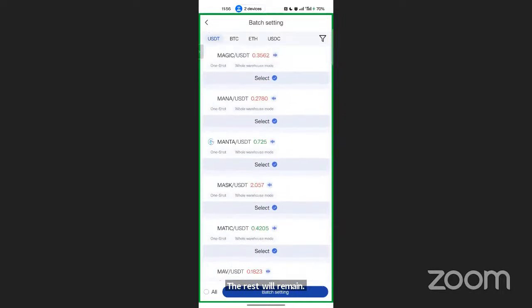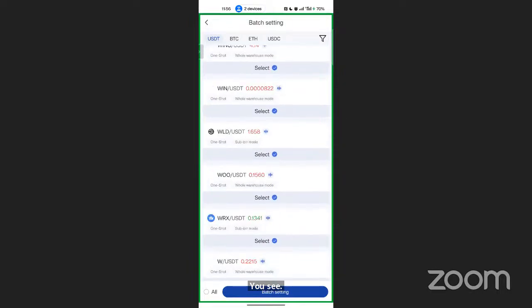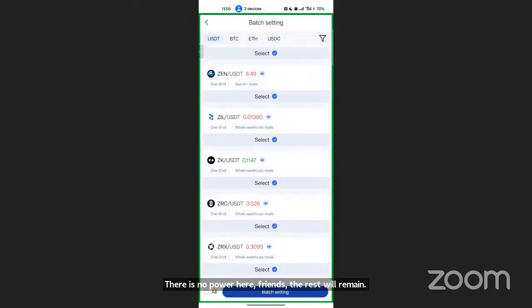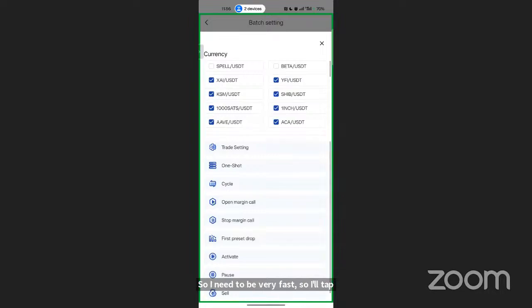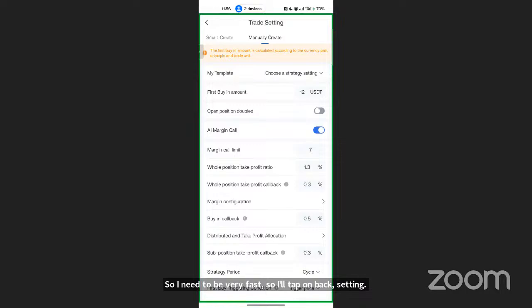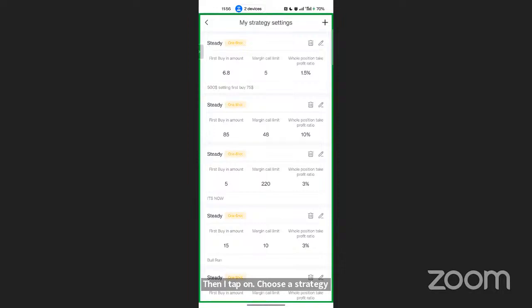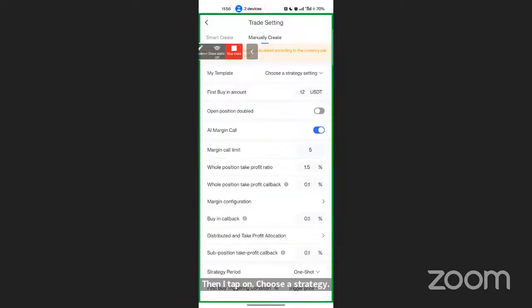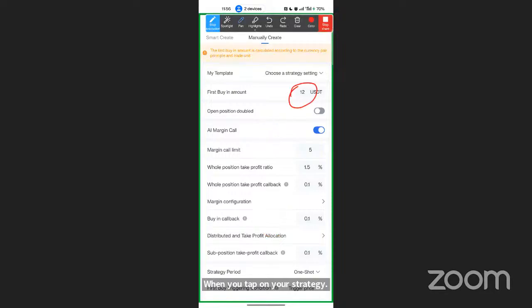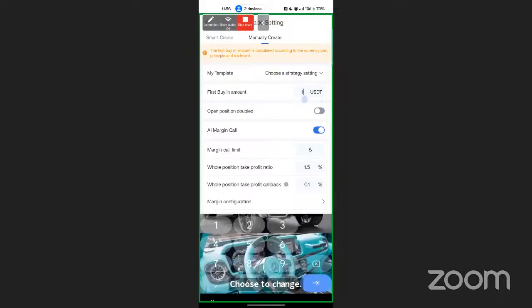There is no power here, friends. The rest will remain. So I need to be very fast. So I'll tap on batch setting. Then I tap on trade setting. Then I tap on manually create. Then I tap on choose a strategy setting. Then I tap on my strategy. When you tap on your strategy, it will refuse to change. So you need to change it back to 6.8.